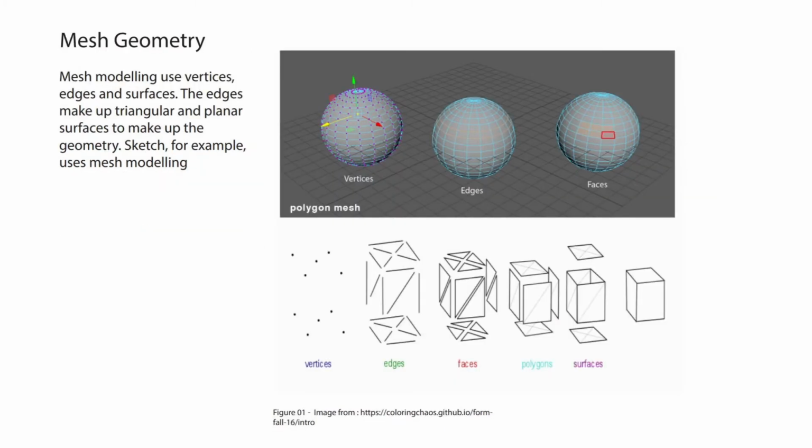So this is an example of a mesh sphere. A mesh sphere is not a perfect sphere. It doesn't have any curved edges. In fact, it's made out of vertices. These vertices make up edges. The edges make up faces. Multiple faces make polygons. The polygons connected to each other make surfaces, and the surfaces make a volume. As you can see here, the sphere is made out of a lot of different surfaces connected to each other.